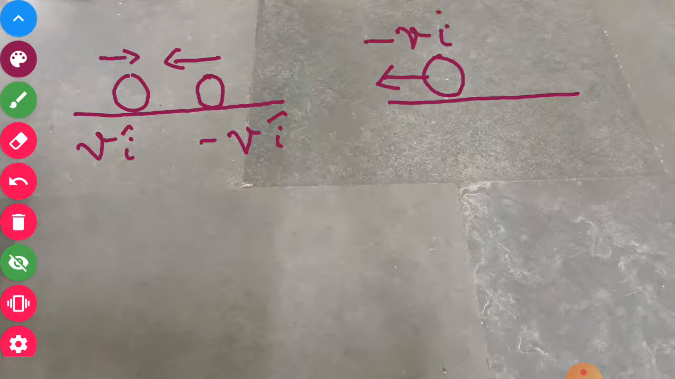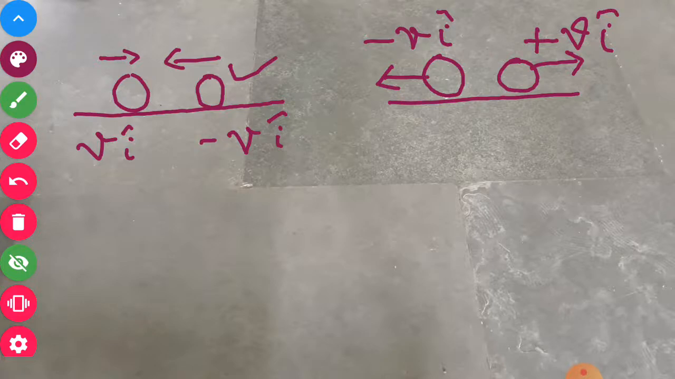Now what will happen after the collision? They are again moving in opposite directions. The first was moving in the right hand direction, and will move in the left hand direction. So its velocity will become minus vi cap, and the ball which was moving in the left hand direction will move in the right hand direction. So this is after collision, it will go this side. So it becomes plus vi cap.